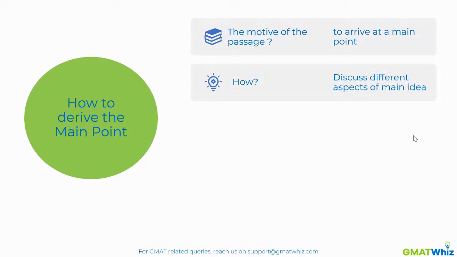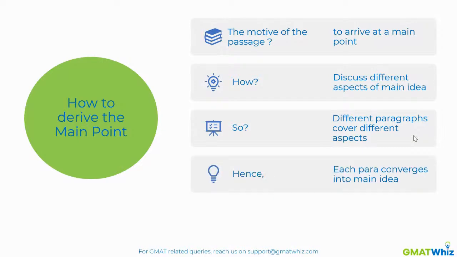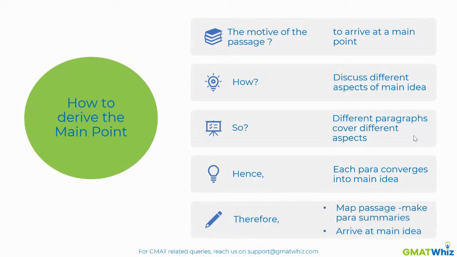So probably you want to discuss some two, three, four ideas about the main point, different aspects of the main idea. So you would maybe divide your passage into different paragraphs so that each paragraph covers one or more ideas or aspects of the overall idea. Therefore, if we are getting the paragraph summaries, then each para will be converging into the main idea. So what you do is you map the passage, you make the summaries for every para, you put together those para summaries, and you arrive at the main idea.